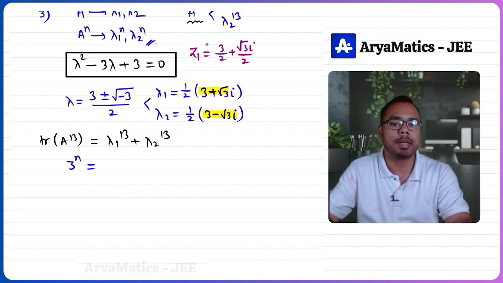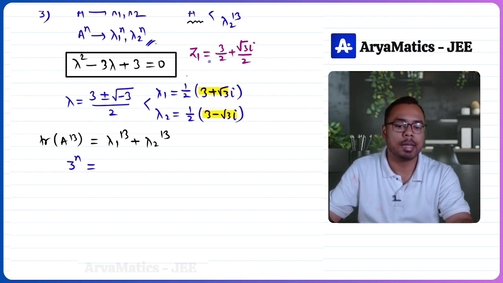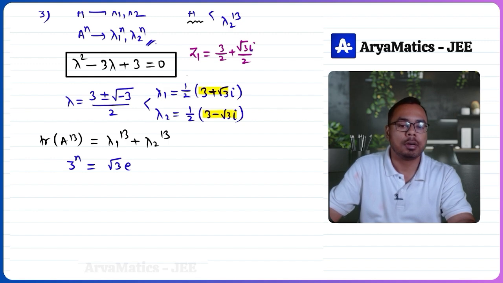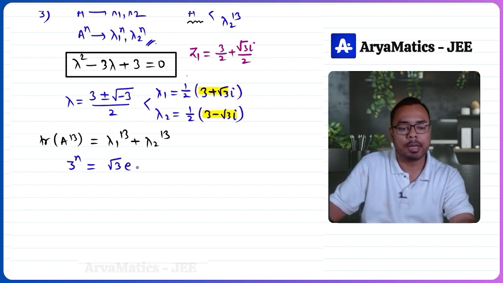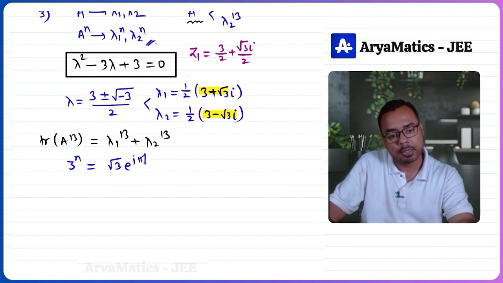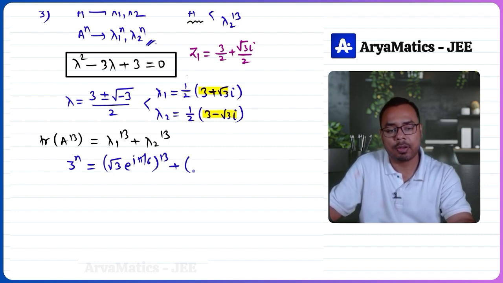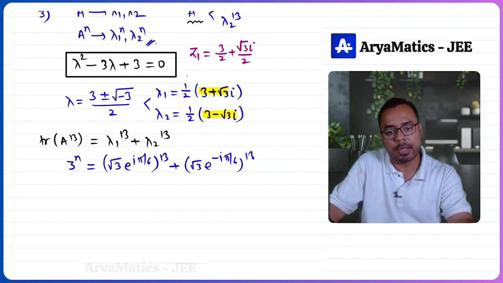So now how to write this complex number in polar form or Euler form? For that we need the modulus and the argument of this complex number. Now modulus of this complex number will be 9 by 4 plus 3 by 4, that is 12 by 4. So root over 3, right? So modulus is root 3 and the argument is tan inverse of 1 by root 3, so that is 30 degrees. So that means argument is pi by 6. So the first complex number in Euler form is root 3 e iota pi by 6, raised to 13. And the second one is the conjugate of this one, so root 3 e minus iota pi by 6, raised to 13.